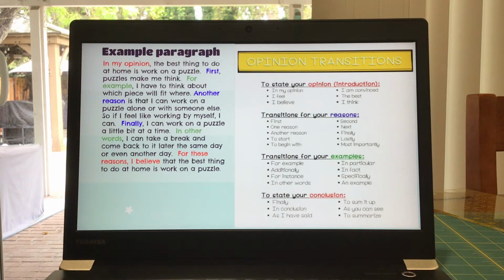For your reasons you want to include first or another reason, next, lastly, most importantly. And then for your example transitions, you might even use the word for example, or additionally, or an example, in fact. So go ahead and use this chart to help you out. And for the concluding sentence, you might want to use words like in conclusion, or as you can see, or finally. And on the left-hand side, I left my example of the best thing to do at home, and I color-coded my transitions so that you can kind of see where it would fit into my paragraph. So do your best for that. You have 2 days to complete your paragraph, so don't rush. Take your time and really put in some good thinking time.